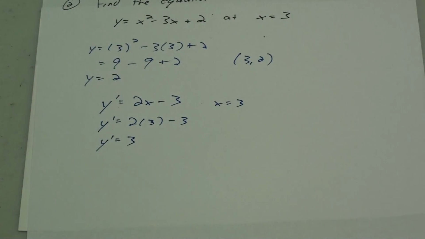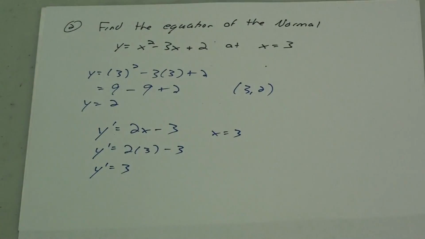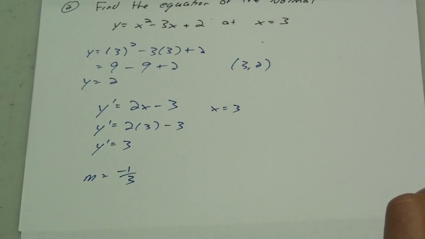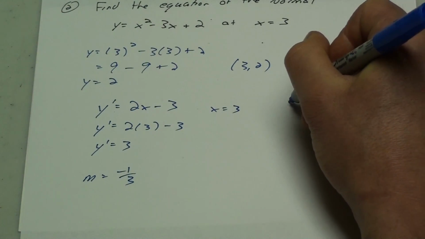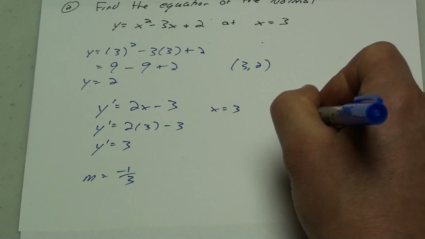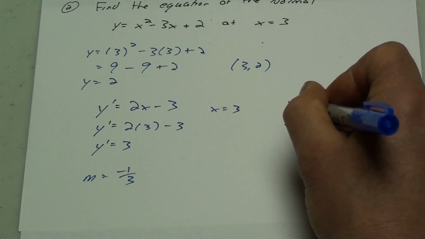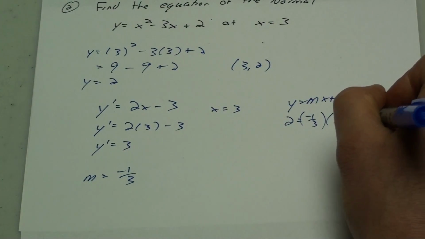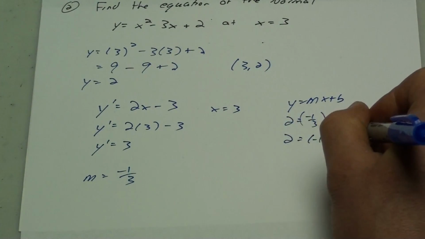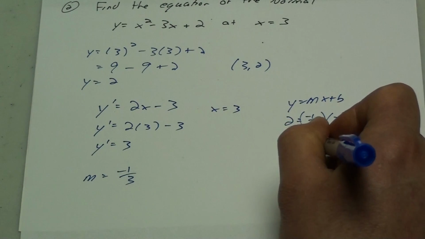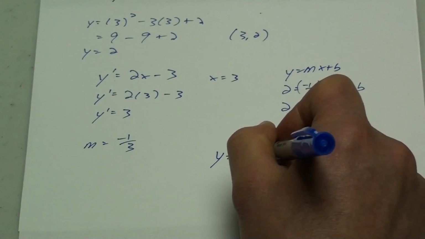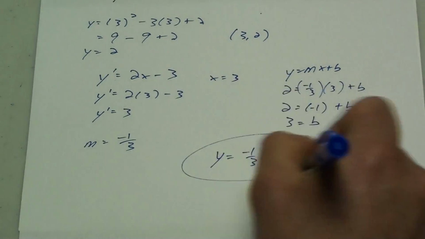Now I don't want that slope. Because it's the normal, I want the negative reciprocal of that. So I want to use a slope equaling negative 1/3. So now I want to solve for y equals mx plus b. I have my x and my y values. So 2 equals, I have my slope, negative 1/3, my x value is 3, plus b. 2 equals negative 1/3 times 3, which is just negative 1, plus b. Add 1 to both sides. 3 equals b. The equation of my normal is y equals negative 1/3 x plus my b value of 3.